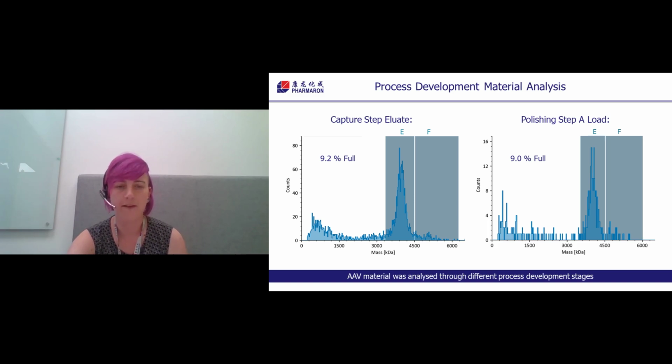The mass range for AAV is already fairly clean looking even at this stage. We do have some evidence of lower mass species, but it's not interfering with the empty full. It's well resolved away from that. So from the eluate of the capture step, we then prepare our sample for loading onto the polishing step. So again, this is essentially the same sample as the previous one. And again, we saw about 9% full.